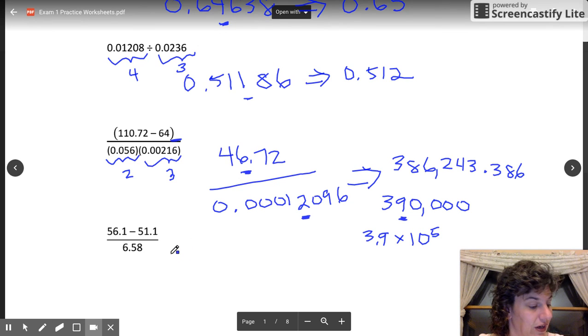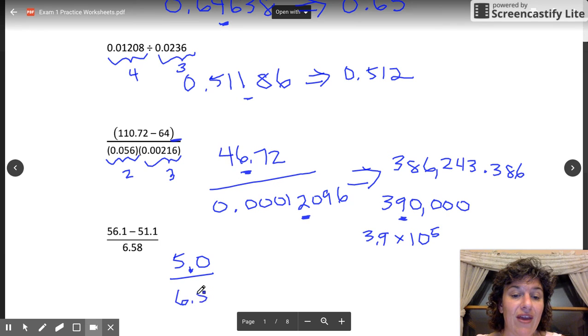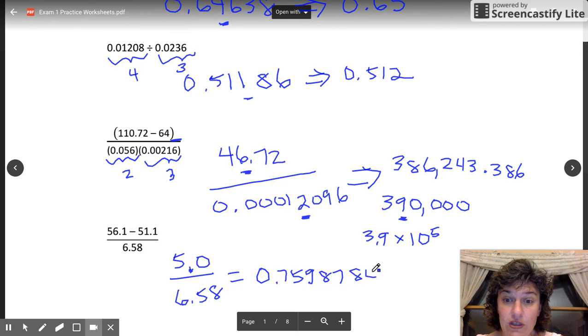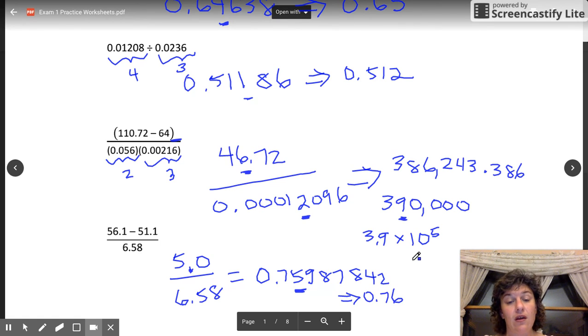All right, now we have our last one over here. 56.1 minus 51.1 is 5.0. Keep all those numbers. That 0.1 minus 0.1 is 0.0. So we need to keep that. It's not just 5. 5.0 over our 6.58. Okay, so we have 2 significant figures here that we're keeping, and 3 down here, so we need to keep 2. Our calculator answer is 0.75987842. So we can only keep 2 significant figures. We have to take this one, so we're going to round it to 0.76.